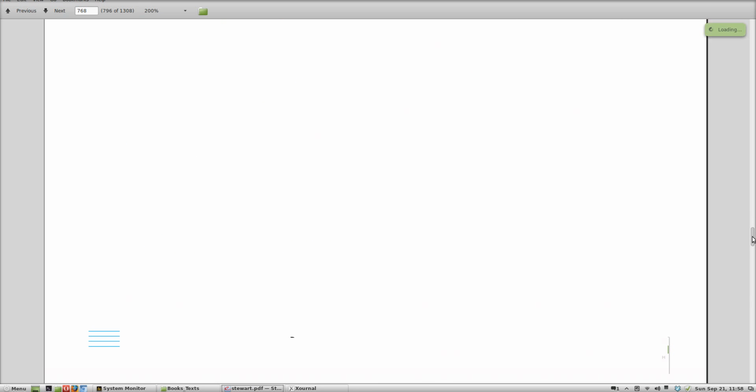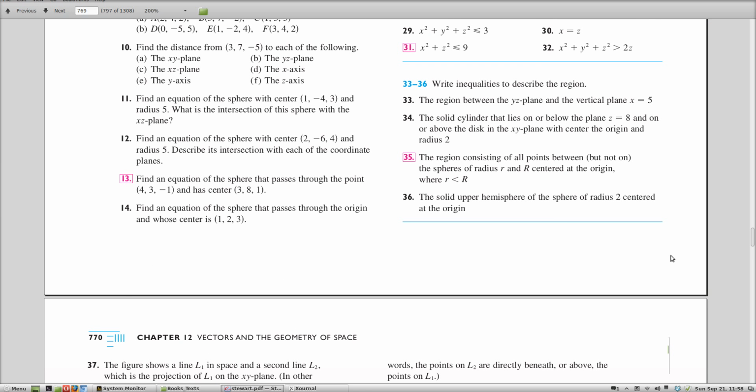Stupid choppy computer, I'm going to throw it in the river. Oh God, what's happened now? We're back in 12.1, hold on one sec.